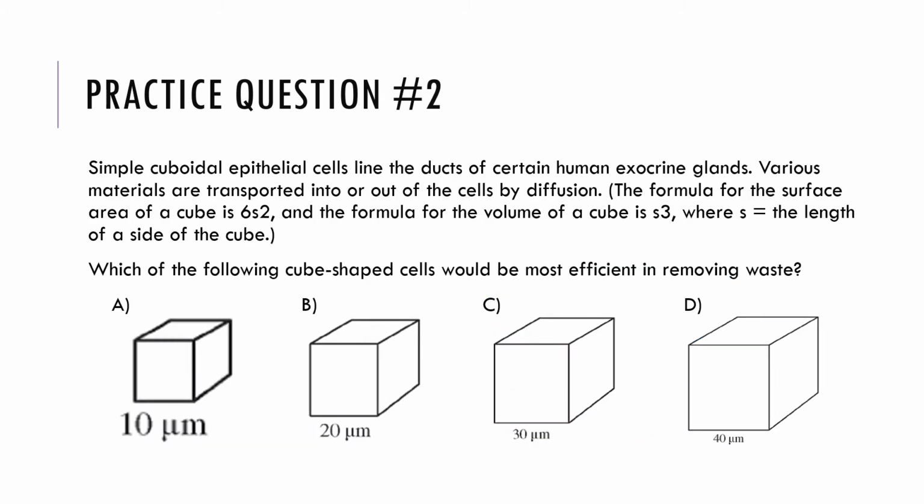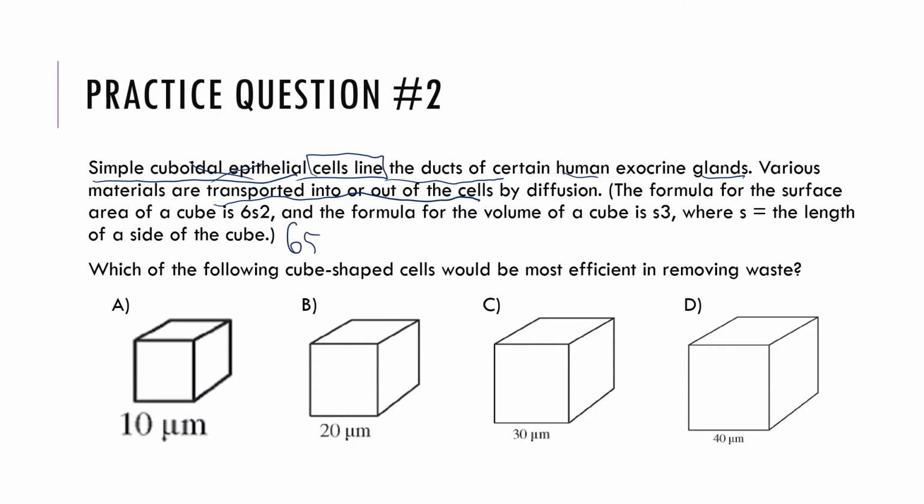This next question, simple cuboidal epithelial cells line the ducts of certain human exocrine glands. It's a lot of crazy words, but just break it down to say there's a type of tissue here, but that's not too important. I need to know that these cells line the ducts of certain human glands. Various materials are transported into or out of the cells by diffusion. We're going to get into diffusion later, but basically you just have to understand we're transporting things into or out of the cells. The formula for the surface area of a cube is 6s squared.